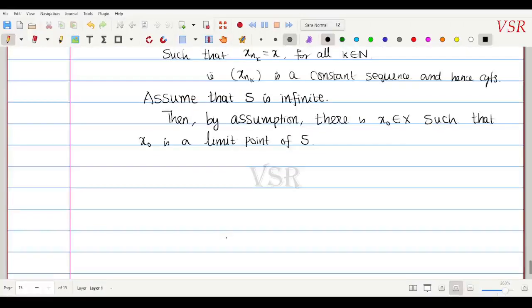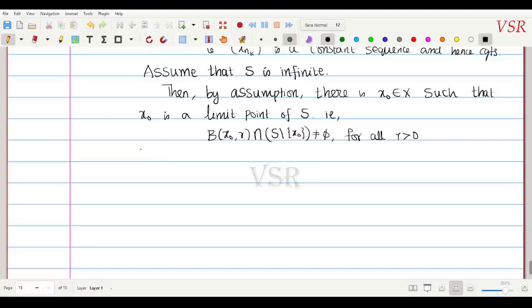What does that mean? The ball with center x naught and radius r, intersected with S minus the singleton x naught, is always non-empty for all positive r. First I'll choose r equal to 1.